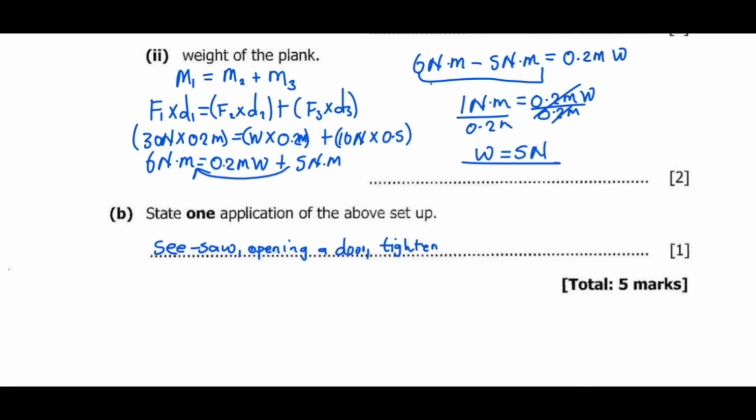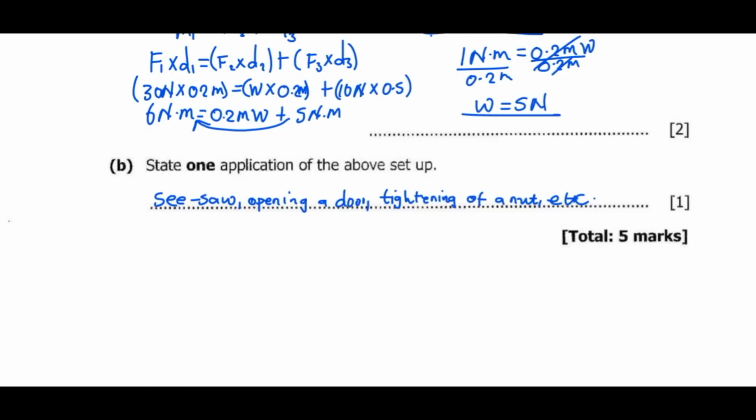Tightening or loosening of a nut, moment is applied. Then we can just say etc, since there are so many applications. Then also in some classes, because we know that we have 3 classes of machines, the first class, second, and the third. So you just have to look at the arrangement of load, effort, and pivot. So that is how you can identify and you'll be able to see.